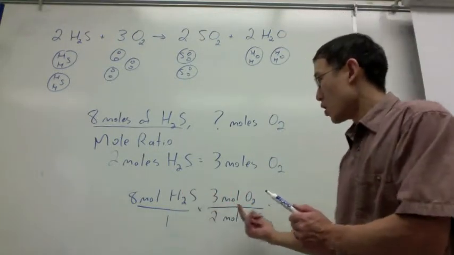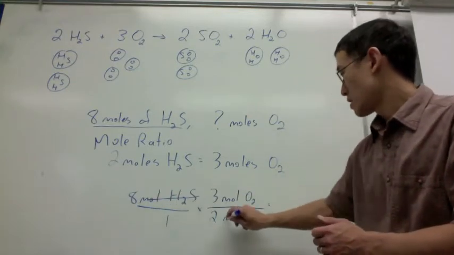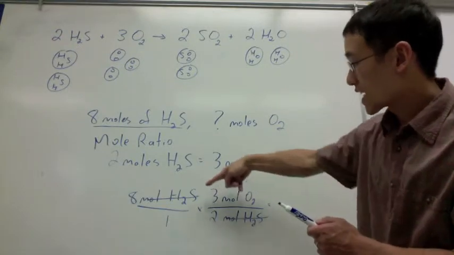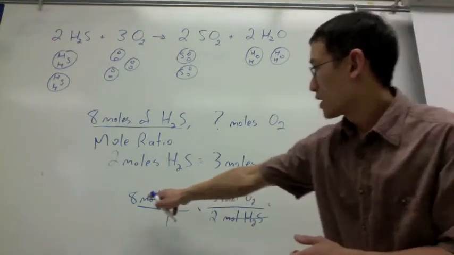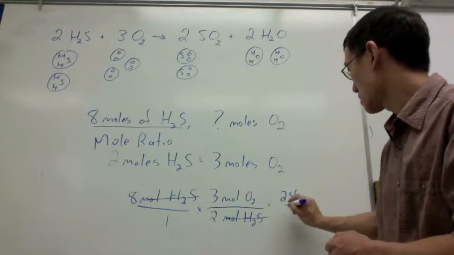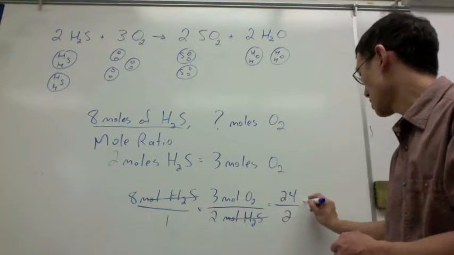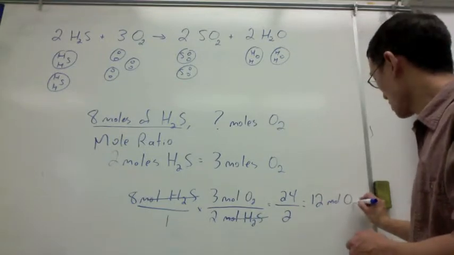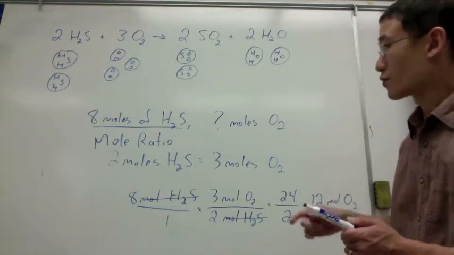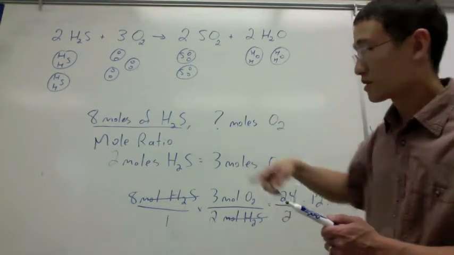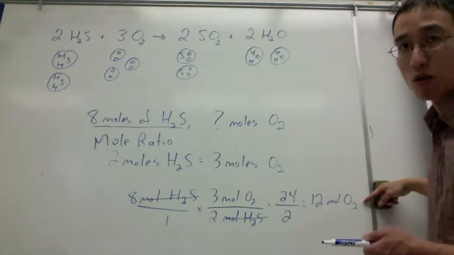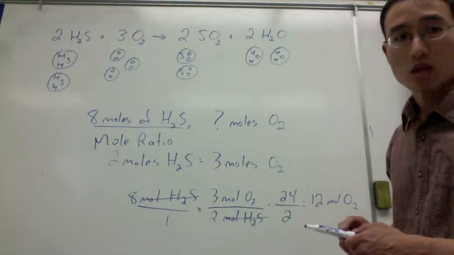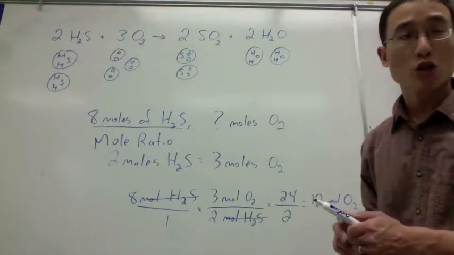Now, using the factor label method, or dimensional analysis, I can cancel out my moles of H2S. 8 times 3 is 24. 1 times 2 is 2. And I can see that's 12 moles of O2. What this tells me is for every 8 moles of H2S, I need 12 moles of O2 to react with it.